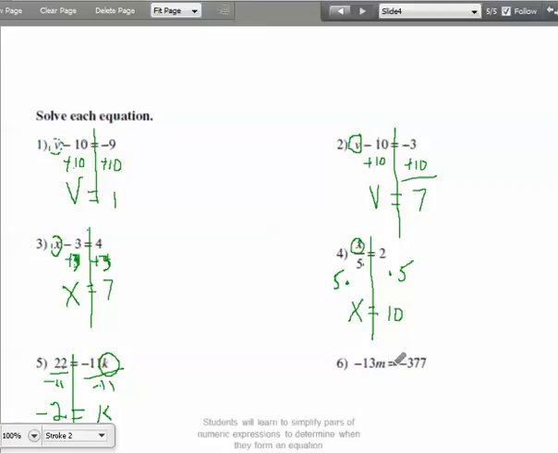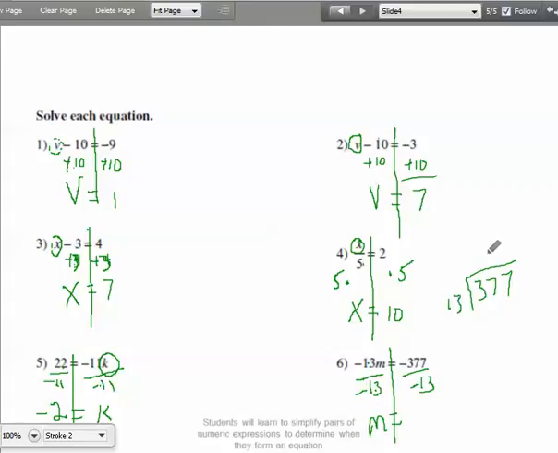Okay? Same thing over here. Draw a line. It's being multiplied by negative 13. I'm going to divide by negative 13. This becomes m equals. And over here I've got negative divided by negative. That becomes a positive. And I've got 377 divided by 13. I can't do that one in my head.